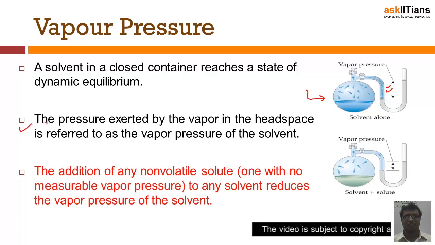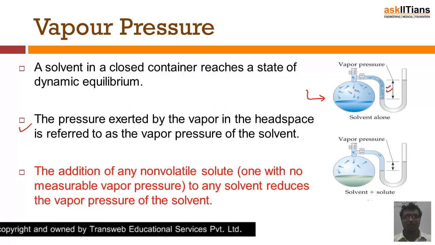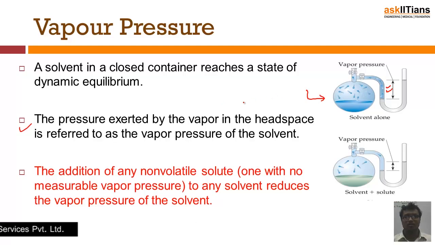So vapor pressure is nothing but the pressure exerted by the vapor in the head space. Why head space? Because this head space occupies certain height, and if you multiply density into g, you will get the pressure exerted in the head space. So remember, another important point is that every solvent in a closed container reaches a state of dynamic equilibrium. In this figure you can see the dynamic equilibrium which has been reached by the given solvent.